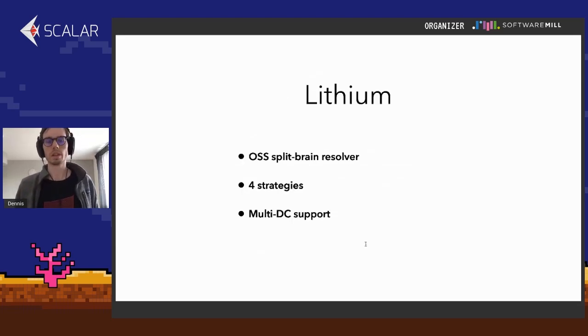So Lithium is one of the split brain resolvers. It's an open source split brain resolver. It can provide you 4 different strategies to use. I'll explain them later. And it's also, to my knowledge, from the open source ones, the only one that supports multi-data center clusters.